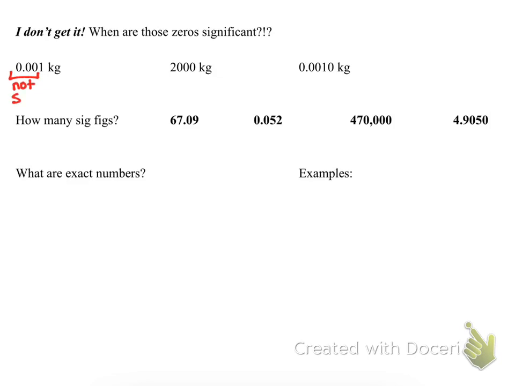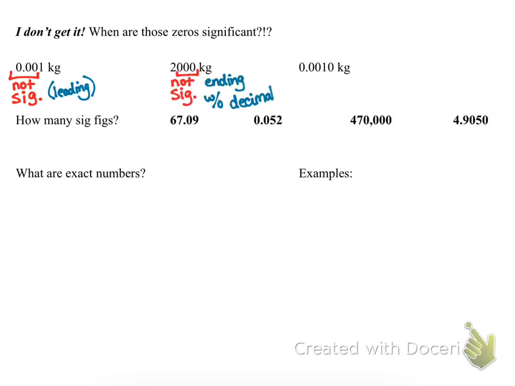So the first number here is 0.001, and this measurement has one sig fig. These zeros are not significant because they're leading. Leading zeros are not significant. It doesn't mean that they're not important. We have to have them in our number. They're placeholders. But only the one is a sig fig, so this only has one sig fig.